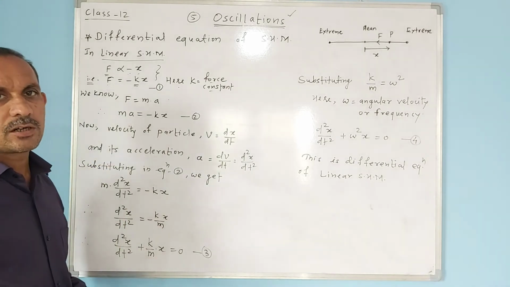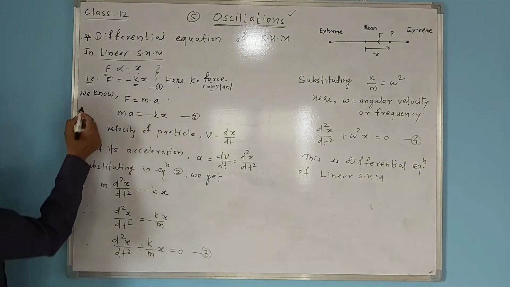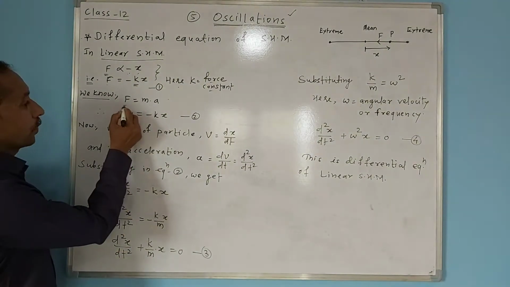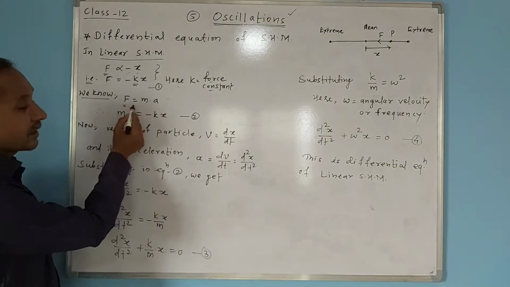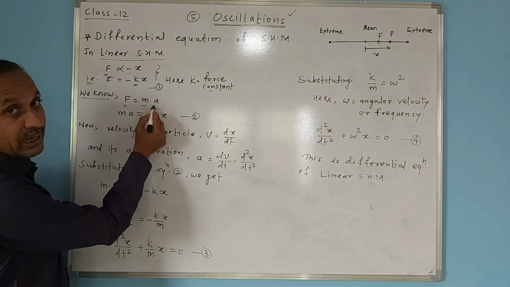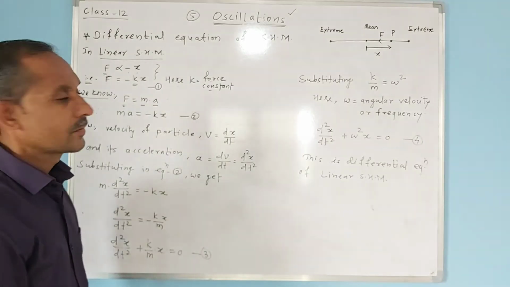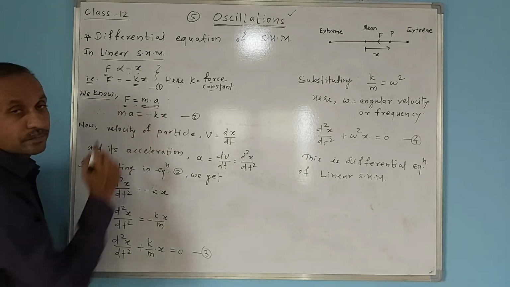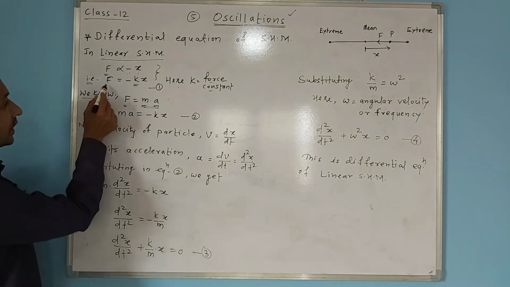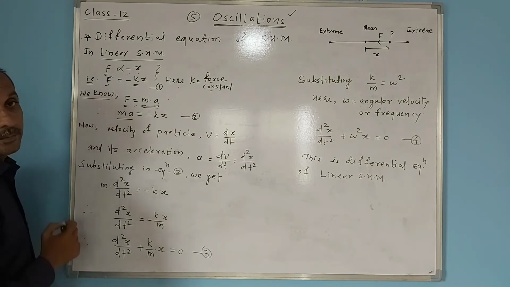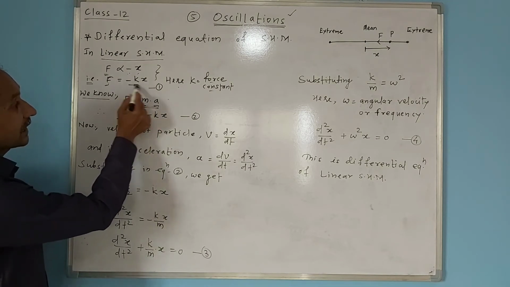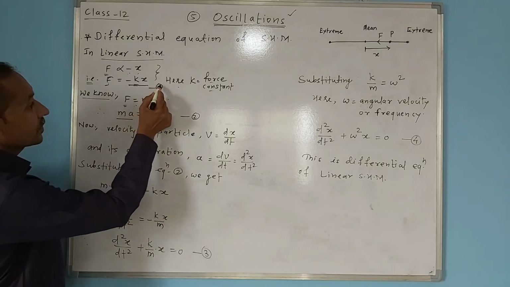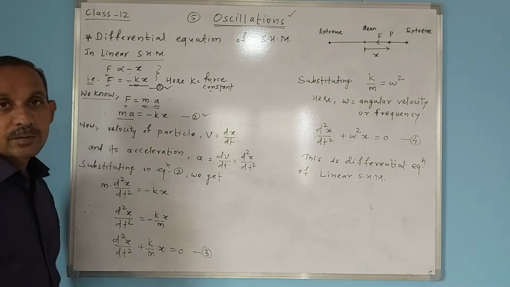Now write another equation according to Newton's law of motion. According to Newton's second law of motion, the force acting on the body is always equal to the product of mass multiplied by acceleration. Place this value in the previous equation. So instead of force, we can write here ma, equal to, at the right hand side, minus kx. So this is equation number 1 and this is equation number 2.